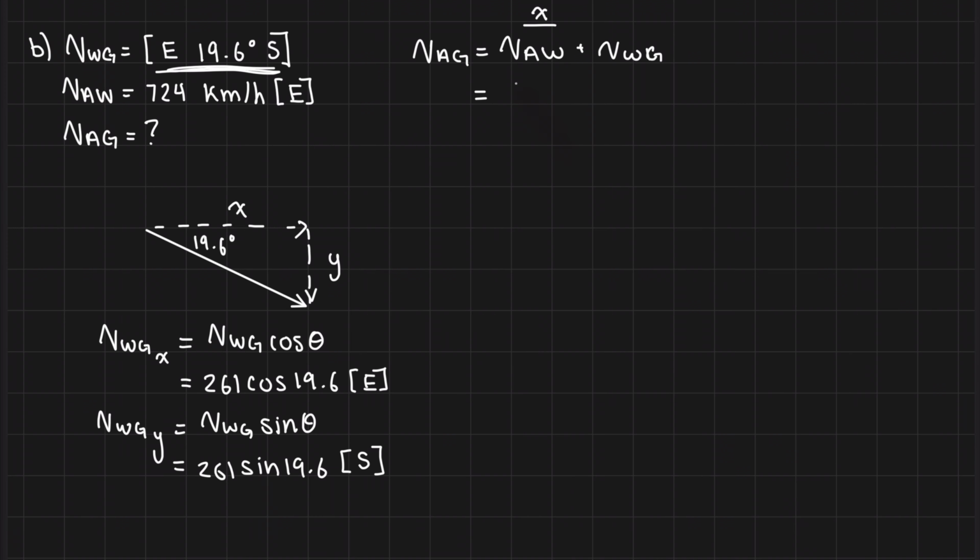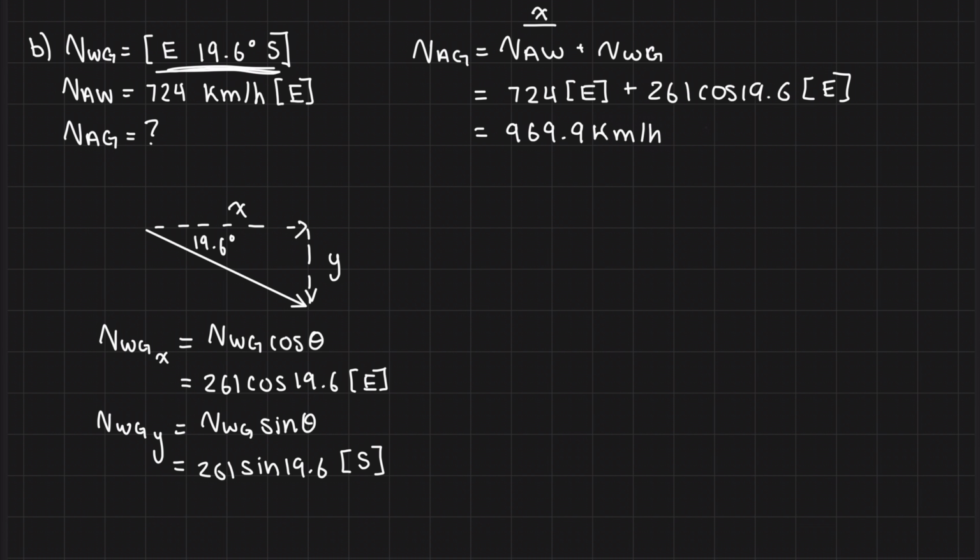Now we can go back up to our formula and now we can focus on two different directions. So we have to look at all of the influences in the x direction and then all of the influences in the y direction. Right now we're focusing on the x, so I'm going to sub in the VWG that we just previously calculated for x. You can go ahead and type that into your calculator and you're going to get a value of 969.9 kilometers per hour east. Now that we have done that, we can move on to the y direction.